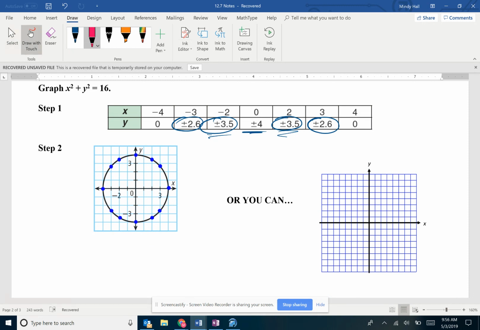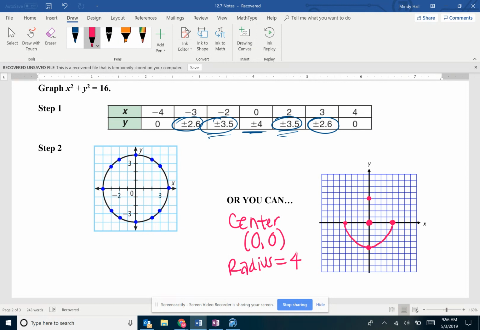So we just graphed this, and I didn't realize it was the exact same one when I came up with it off the top of my head. But x squared plus y squared equals 16: the center is at 0, 0, and the radius is 4 because the square root of 16 is 4. So again, you put your point at the center, and then you count your radius out in all directions: up, down, left, and right.